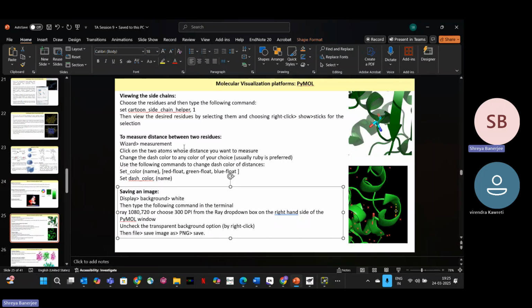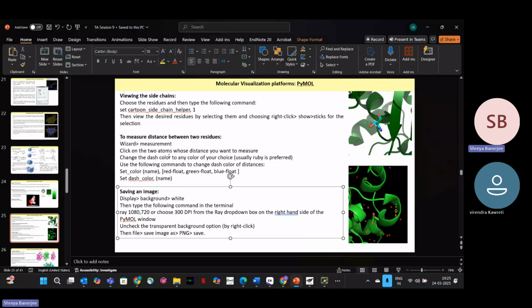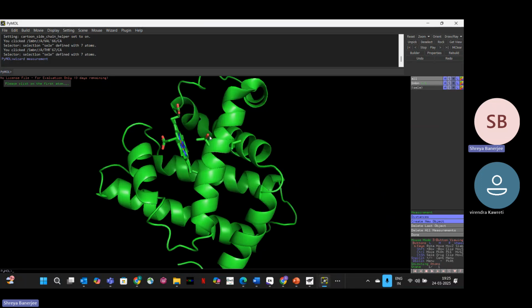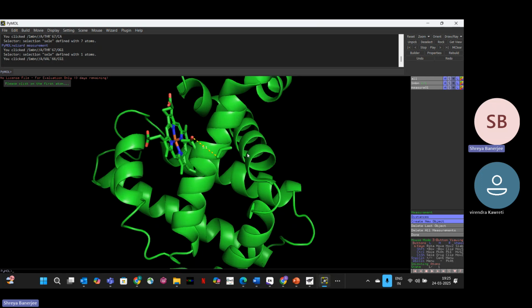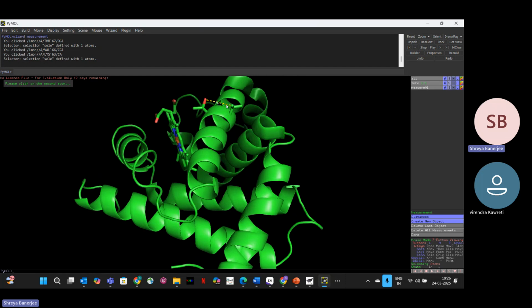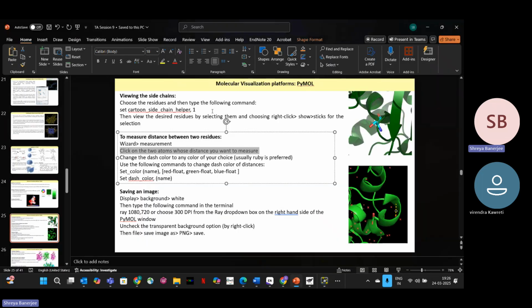Now I want to measure the distance between two residues. So I will go to wizard, then measurement, then click on two atoms whose distance you want to measure. So suppose I want to measure the distance between this oxygen and this carbon. You will click it and you can see one value has appeared, 5.1. So it is 5.1 angstrom. Now suppose I select a residue, just 1 second. So like this, you can see the distance between these two atoms. So that is another feature. For any residue, you can display the side chain and you can find the distance between two atoms.